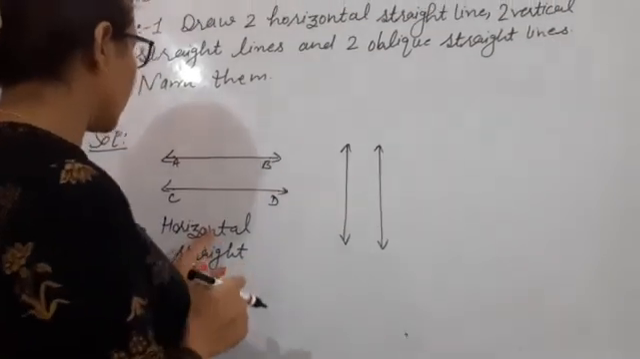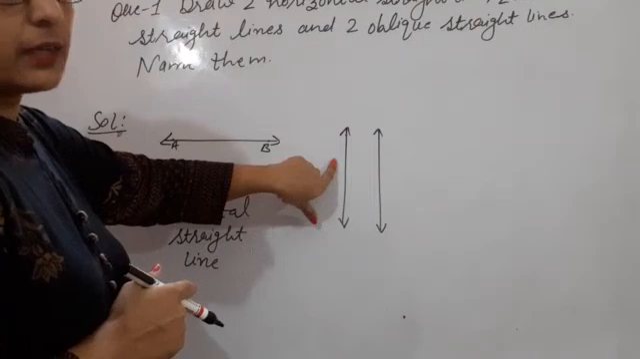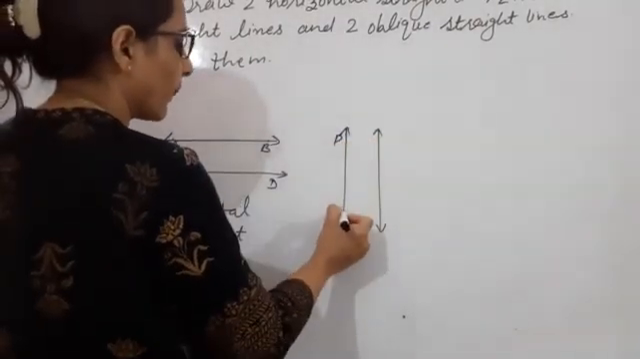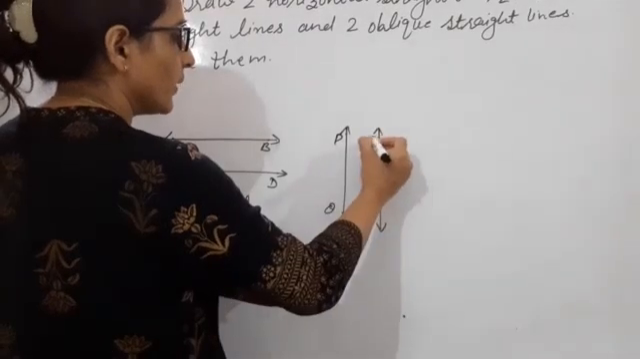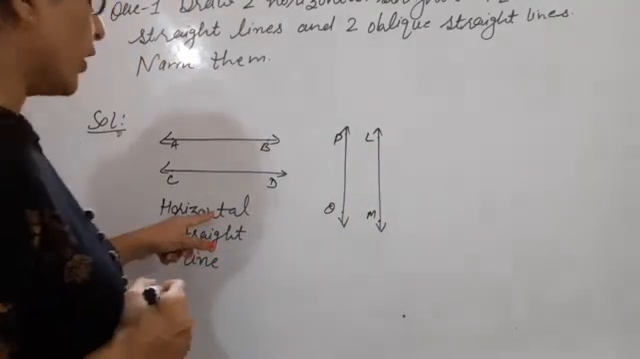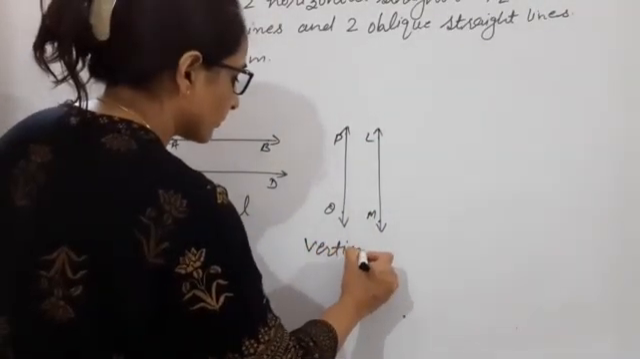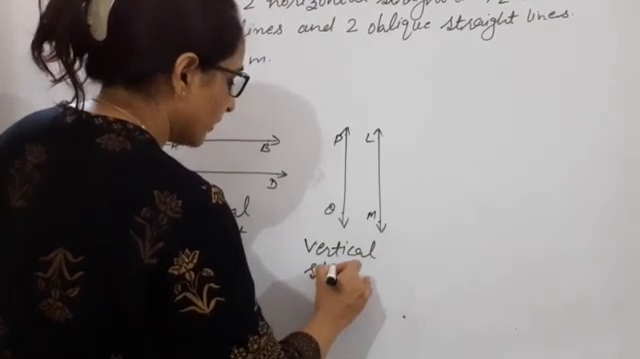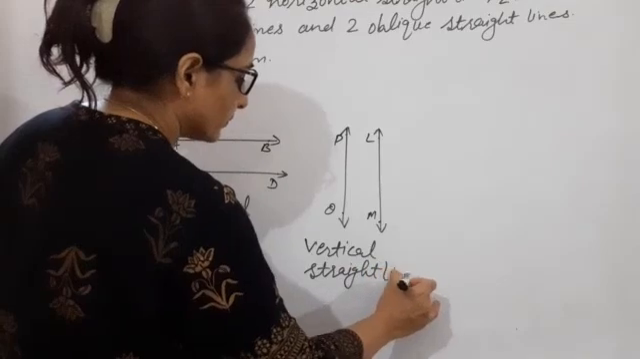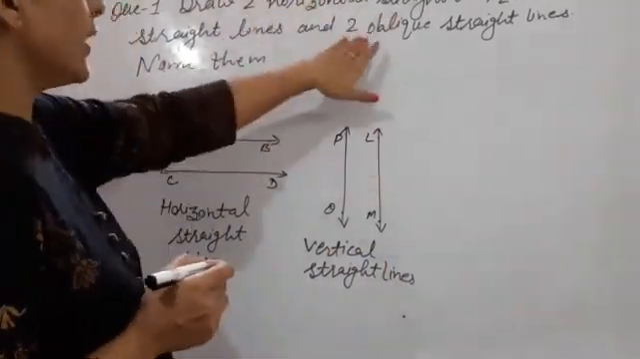Now after your horizontal straight line, the vertical straight line. Okay, these are the vertical. Give the name like P and Q, L and M. Clear? Horizontal, after that vertical straight lines. Clear? Horizontal, two vertical and two oblique.